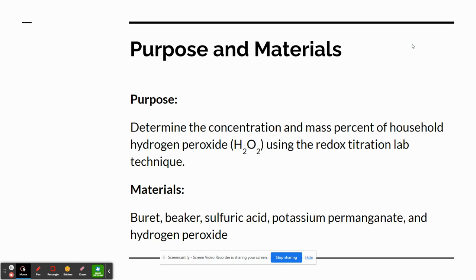The potassium permanganate is what we're going to be using in our burette. And then the hydrogen peroxide is what we're going to be analyzing, and that will be in our beaker. So go ahead and write down those purpose and materials. You can stop this video if you need to.